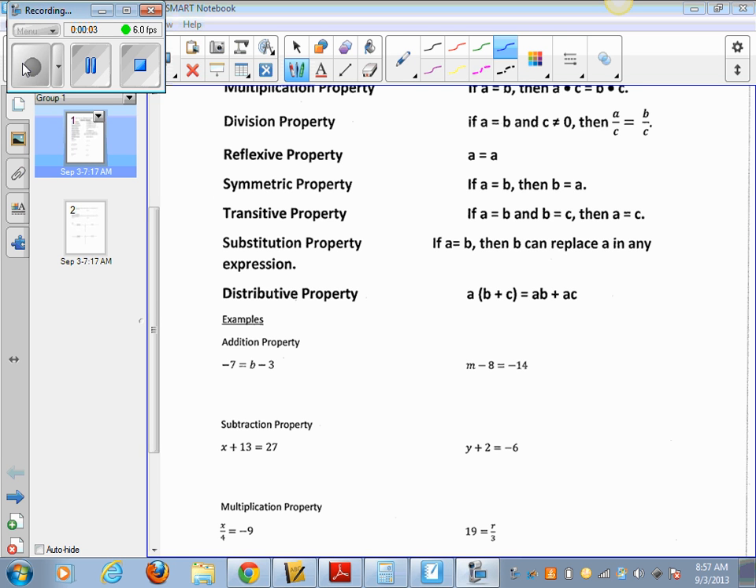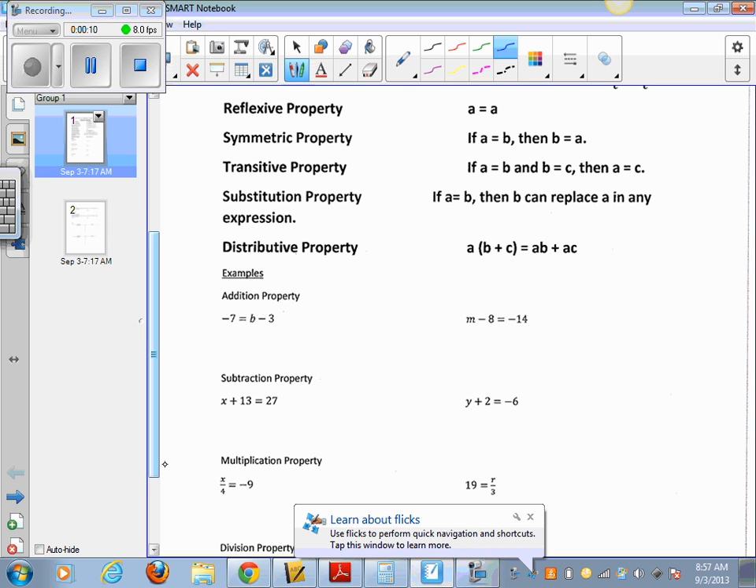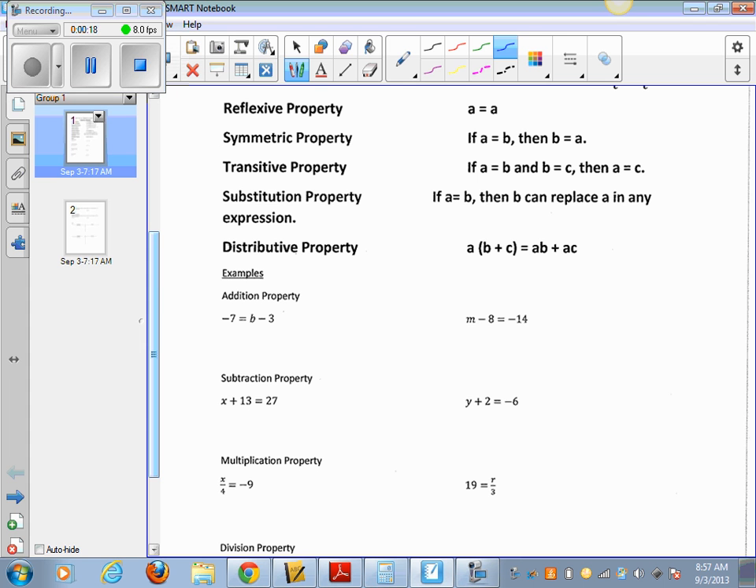All right, let's go over these properties of equality. You can read them on your own, but let's work through some examples. So for the addition property, and we've done a lot of this already, if you want to solve this -7 equals b minus 3, our addition property says that we can add something to both sides and it will still be equal. So if we want to get b by itself, we're going to add 3.